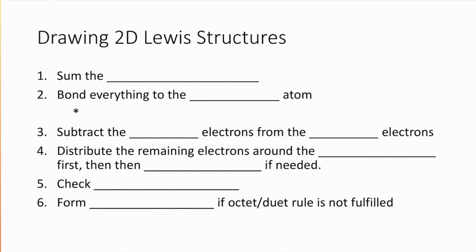When you are drawing these 2D Lewis structures, the very first thing you want to do is sum the valence electrons. And that is going to be for all of the atoms in the molecule. It's all of the atoms that are in that molecule. Once you have the sum, you're going to bond everything to the central atom. I call this making the skeleton.